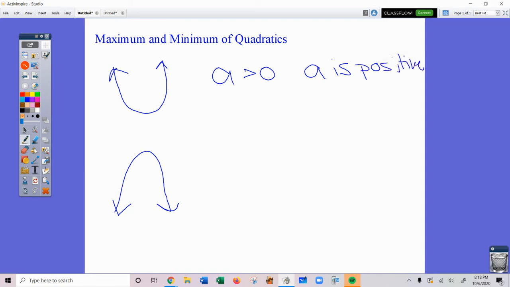If we get a parabola that's opening downwards, that U-shaped graph opening downwards, that tells us that a is less than 0. And the type of numbers that are less than 0 are negative. So it means that a is going to be negative.